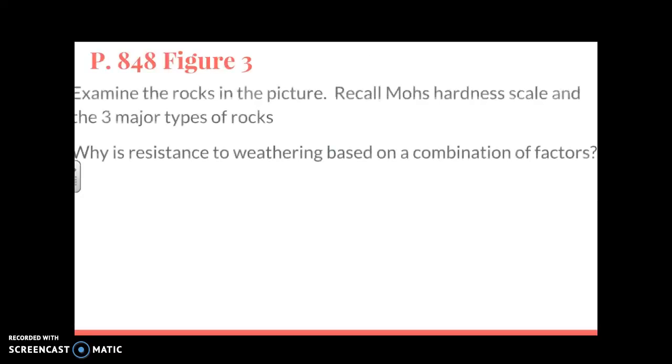Take a look at page 848 in your book at Figure 3. Examine the rocks in the picture and recall Mohs hardness scale and the 3 major types of rocks. Why is resistance to weathering based on a combination of factors? Please pause the tape now.